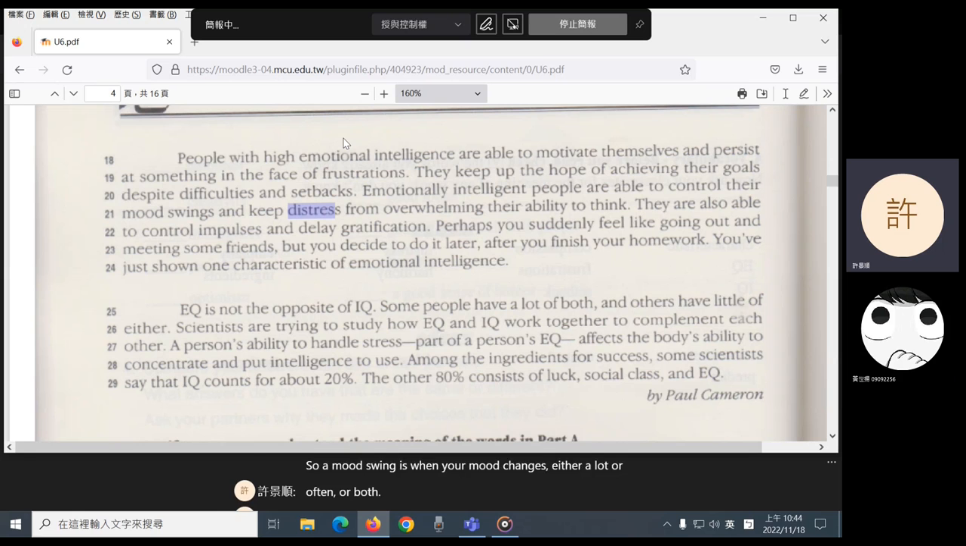Distress. Distress is not stress. Distress is trouble. The need for help. You guys know the SOS signal, right? If you're on the sea in a boat and you need help, you would send out a signal SOS, 求救信号. That is called a distress signal. It's a call for help.